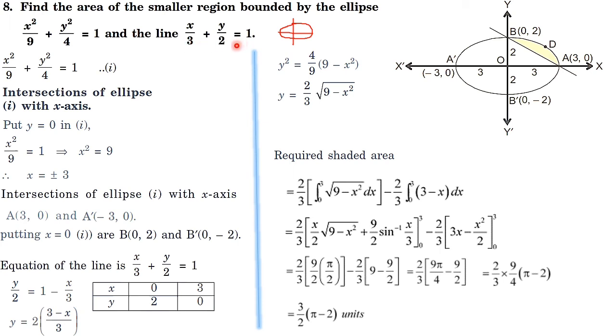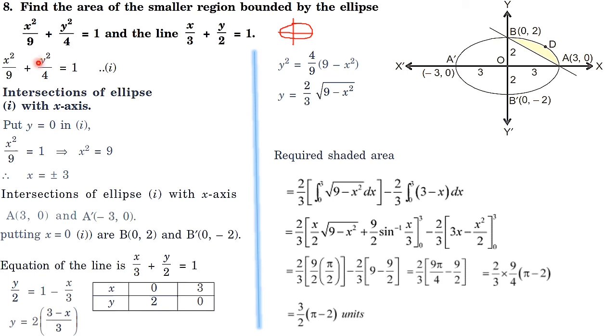Then let's go. x square by 9 plus y square by 4 is equal to 1. That is the equation of the ellipse. Now the intersection of the ellipse with the x-axis. When we are considering the x-axis, what will happen? This point and this point we have to calculate. Along these points, only the x value will be there, the y value will be 0. So just put y is equal to 0.